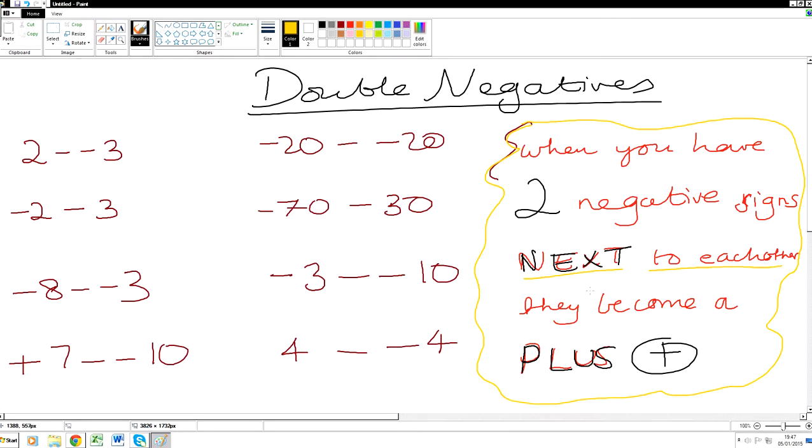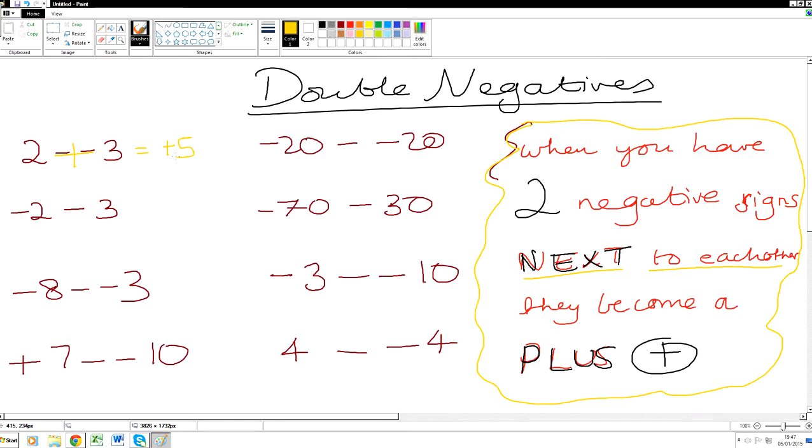So please don't learn two minuses make a plus, because that is actually not correct. Two minus signs next to each other make a plus, because there's a difference, and I will demonstrate the difference in the first two examples. Example number one, we have 2 minus minus 3. Quick question, are these two minuses next to each other? Yes. So these two minuses become a plus, so 2 plus 3 will give us 5.